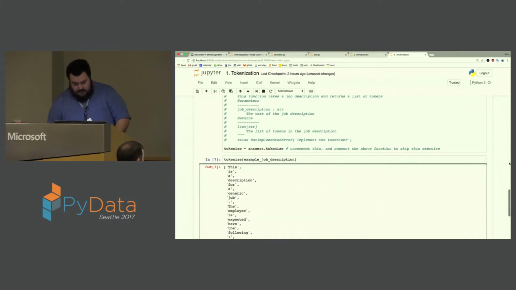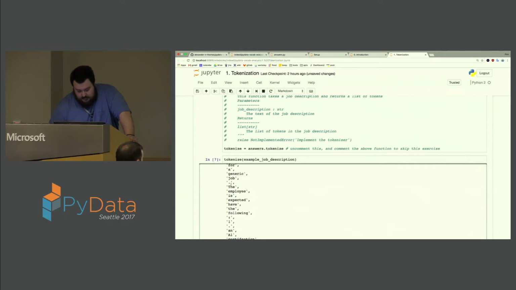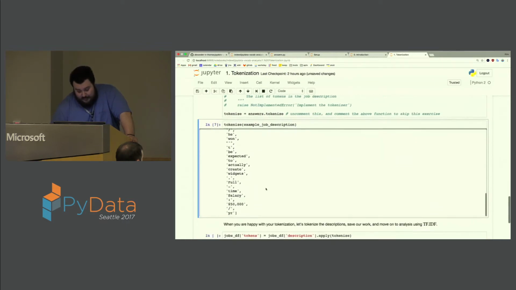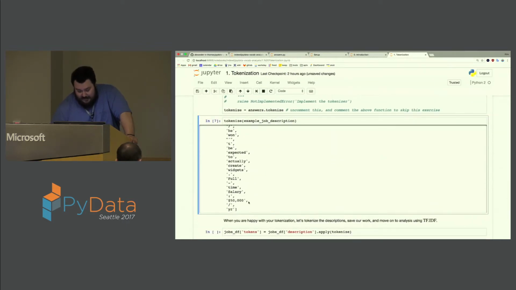So let's see the outputs. Okay, this is a description for a generic job. Let's see how it did on our salary. Of course, I ran this beforehand, so I'm not actually going to be surprised. Oh, look, it worked. I totally wrote this in one try. It didn't take me a few tries or anything.